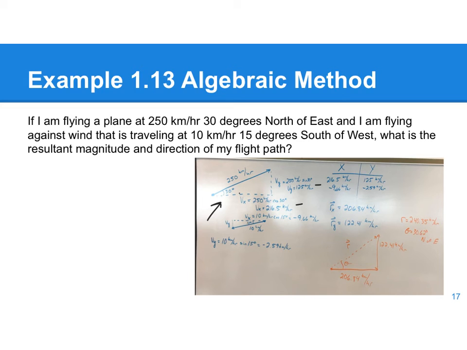Similarly, I have my wind. My wind is going in the negative x direction at 9.66 kilometers an hour, and we're going in the negative y direction at 2.59 kilometers an hour. So I am going with my plane. I'm traveling north and east, but I have a wind that is going south and west. So my resultant velocity is going to be the sum of all of those velocities.